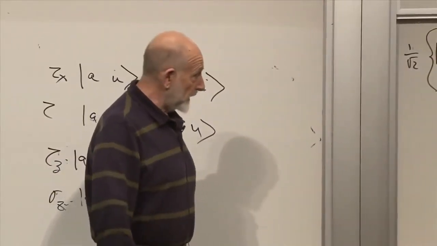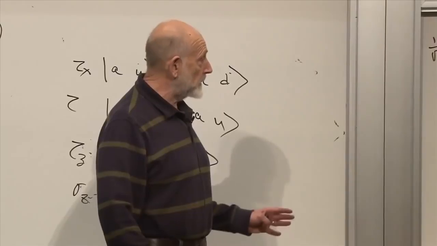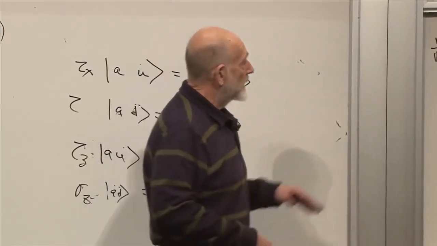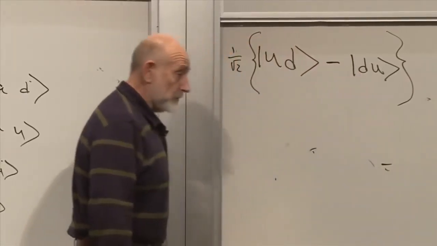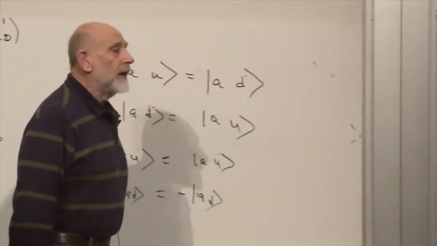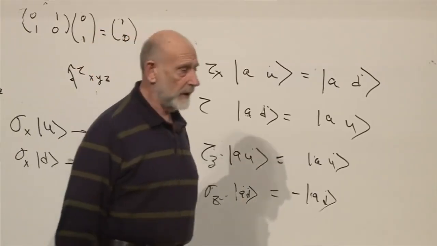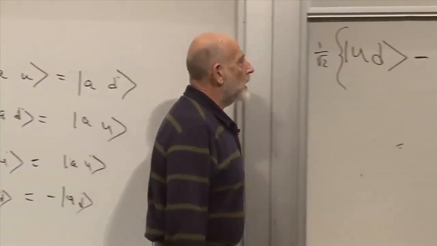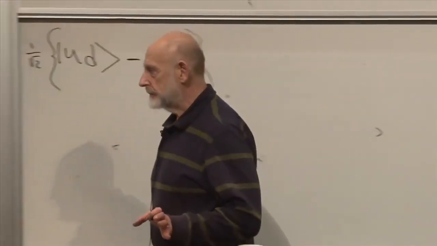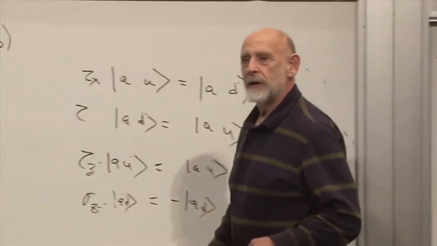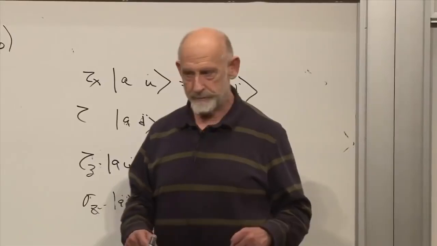This is not a product state. There is no way that this can be written as a product of one state. It's a sum or a difference in this case of 2 product states, but it is not a product state. How can we tell? So let's consider the expectation value in a state of the components of sigma.